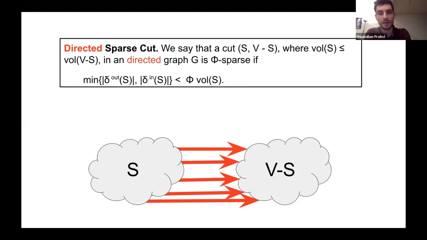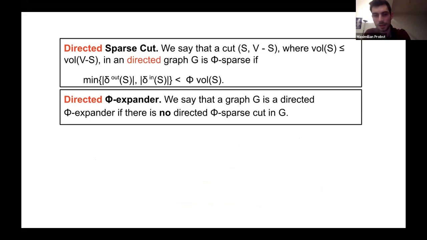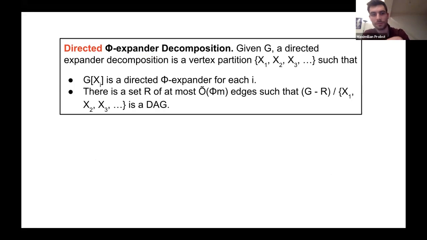So here we would define a directed sparse cut to be a cut S, not S, and say that it's phi sparse if either the number of outgoing edges or the number of ingoing edges is smaller than phi times the volume of S. And once you have that, again, you can define a directed phi expander and just say that this is a graph that has no directed phi sparse cut. There's a notion, I'm jumping here, of a directed phi expander decomposition that was not known so far, I think. And that is, again, you get a vertex partition x1, x2, and so on, and again the induced subgraphs are phi expanders.